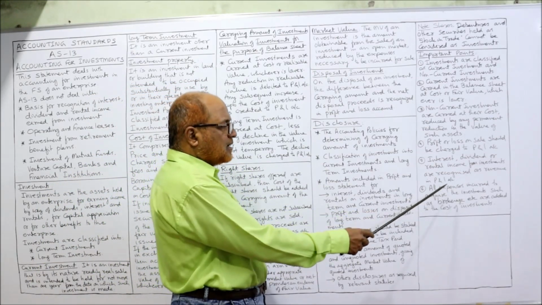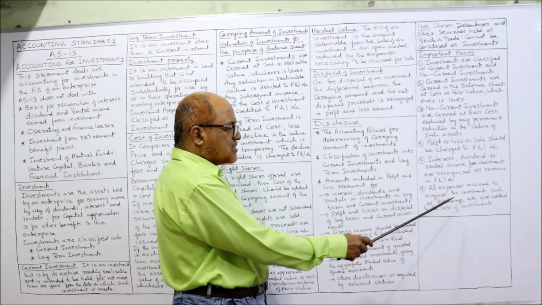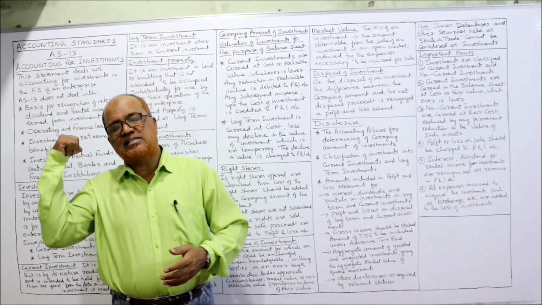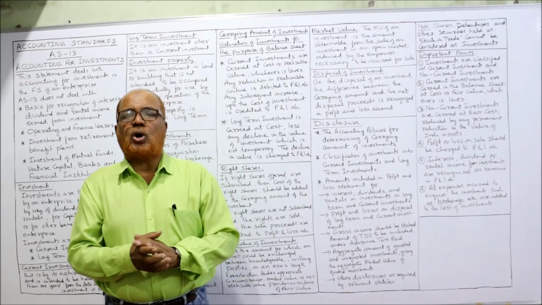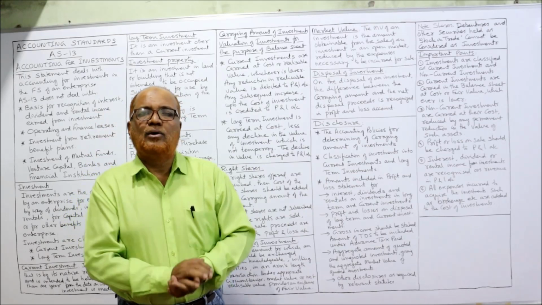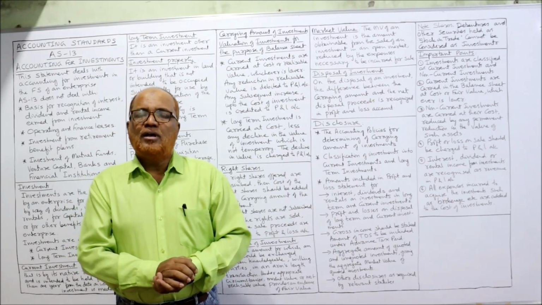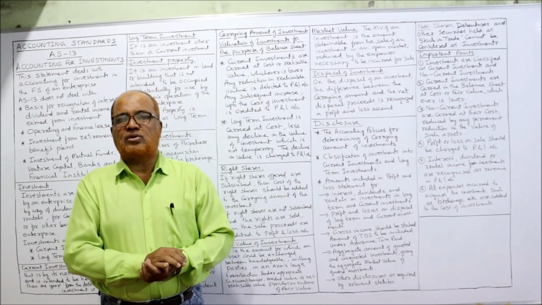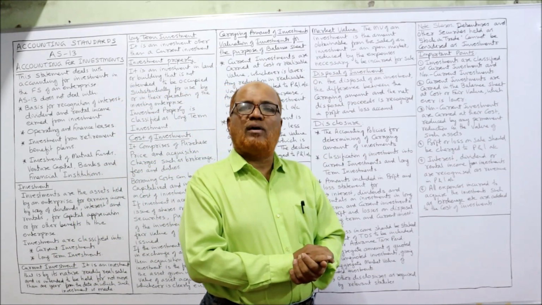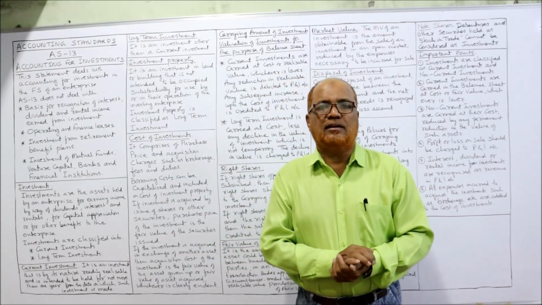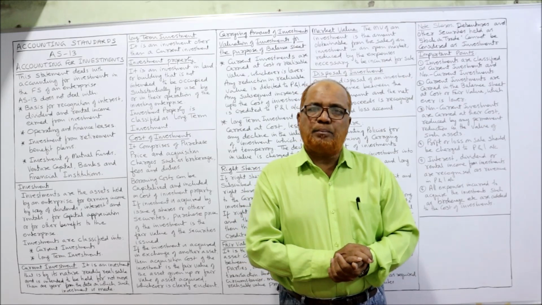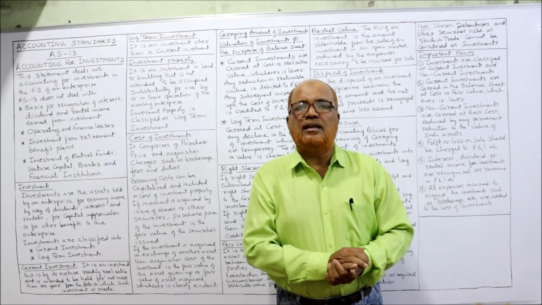Then all expenses incurred to acquire the investment, such as brokerage etc., are added to the cost of investment. Again, one more point is given in AS 13. Any brokerage or any commission or any duties paid for purchasing the investment should be added to the cost of the investments. That's it. So these are the points you have to remember regarding AS 13, accounting for investment. Inshallah, we'll take up the next accounting standard in the next video.